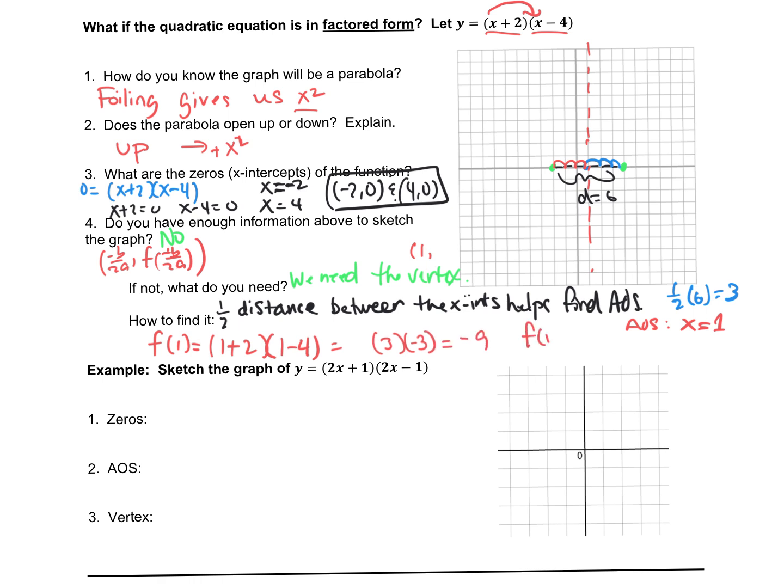So f of 1. Okay, so that's just the other part of my vertex. And there's my vertex. Now I can plot my vertex. My vertex is always on the axis of symmetry. So let's plot our vertex. And again, it should be on negative, it's going to be 1, negative 9, which is down here. There's my vertex. Here's my other 2 points, and now I can graph them.